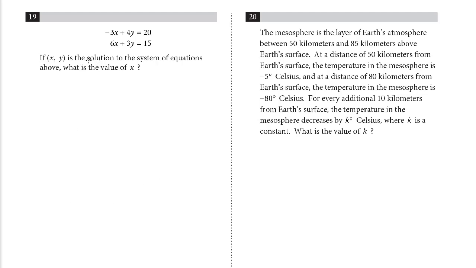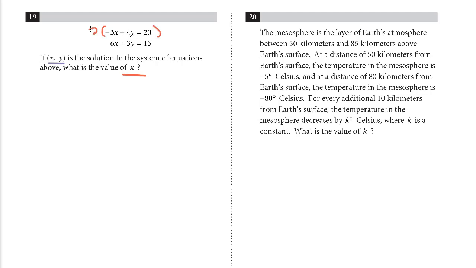Okay, 19. If (x, y) is a solution to the system of equations above, minus 3x plus 4y equals 20, 6x plus 3y equals 15, what's the value of x? Okay, so is there a quick way I could combine these? Adding, subtracting, no, I don't see that right away. So what I might do here is just go to eliminate.